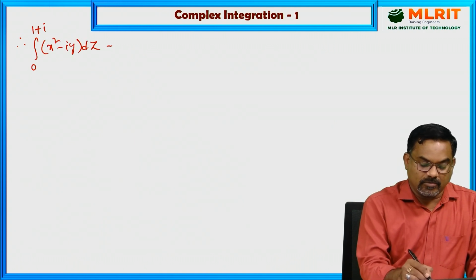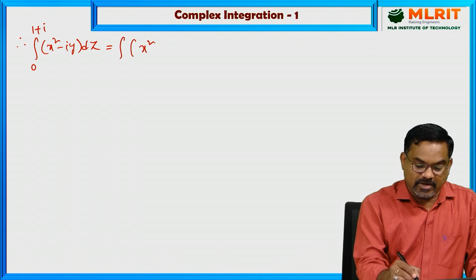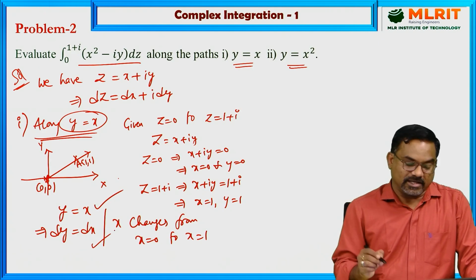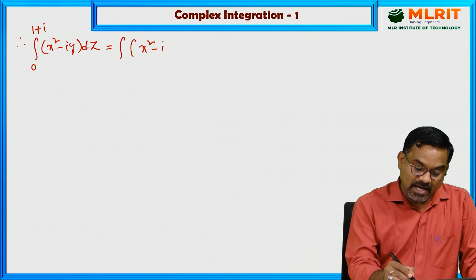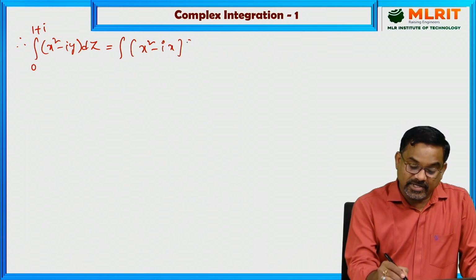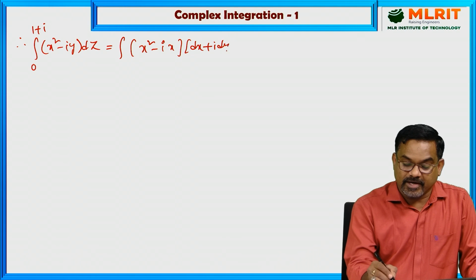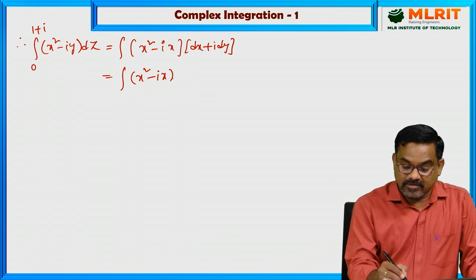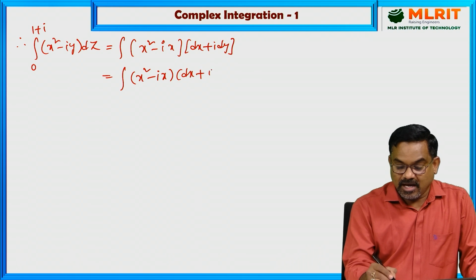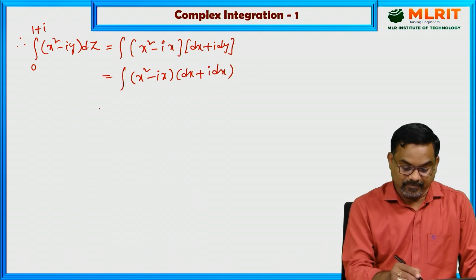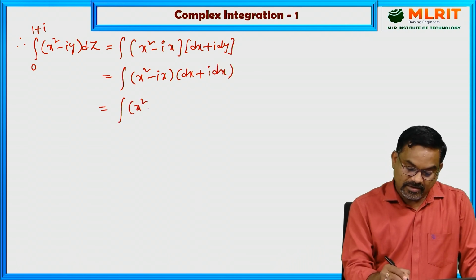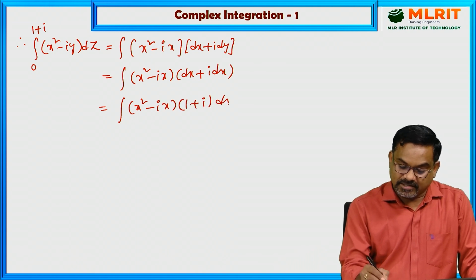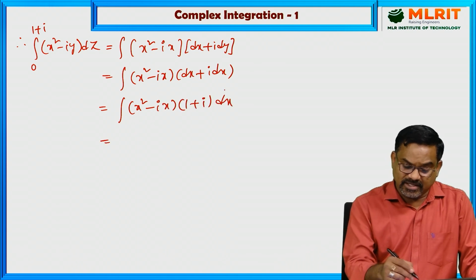dz is equal to x square minus, what is y? Y equal to x and dy is dx. So minus ix into dz, which is dx plus i dy. So x will be as it is, dx as it is, i dy is again dx. So x square minus ix into (1 plus i) dx. Now simplify this. Everything is in terms of x.